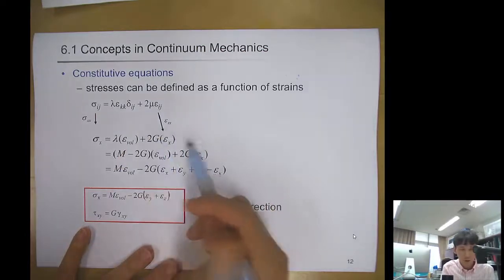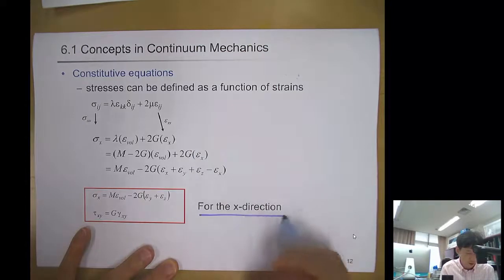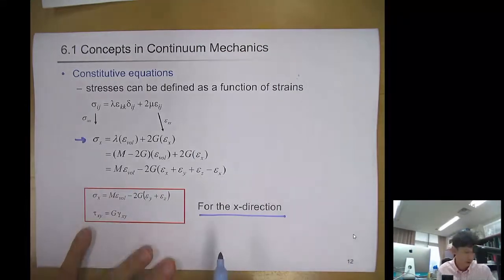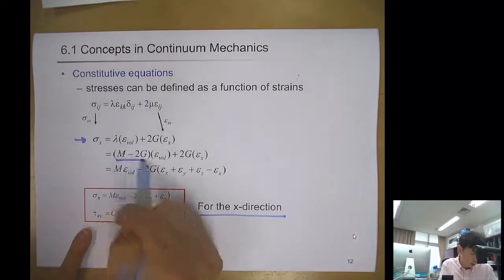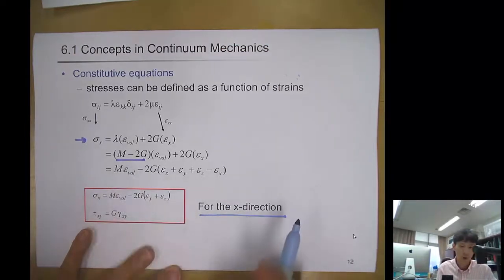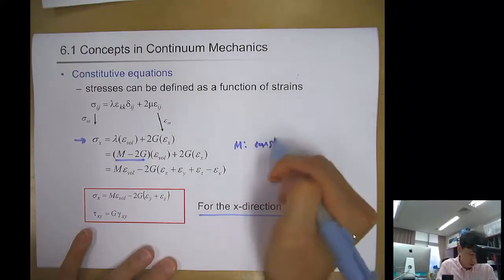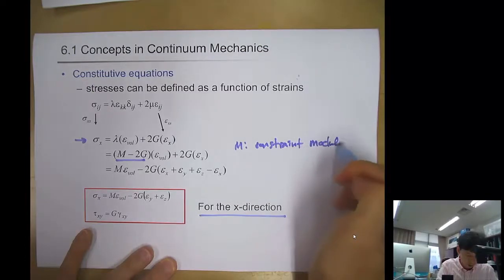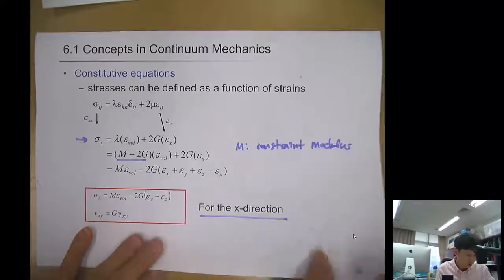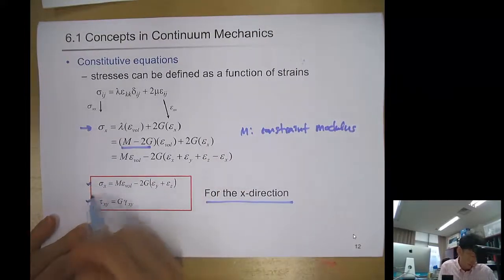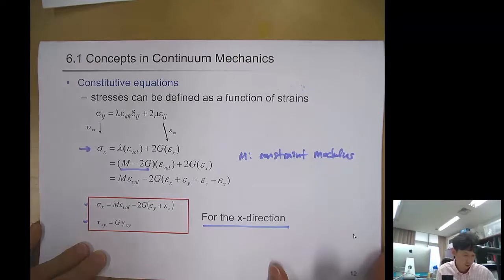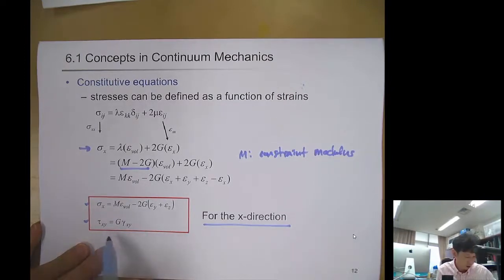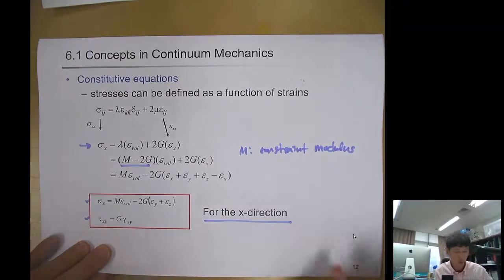And if you expand it and simplify it for the x direction, you end up with this equation: sigma x is lambda times epsilon volumetric strain plus 2G times epsilon x. And here lambda is defined as M minus 2G. Here M is the constraint modulus, and G is the shear modulus. When you expand it, you get this equation: constraint modulus times volumetric strain minus 2G times epsilon y plus epsilon z is the stress in the x direction. And tau xy is simply correlated to the shear strain with the shear modulus G.